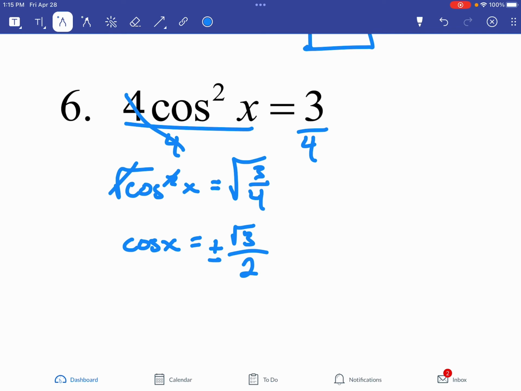Now we have to find where the x value on the unit circle is either positive or negative root 3 over 2, which is, there's 4 of them. There's pi over 6, there's 5 pi over 6, there's 7 pi over 6, and 11 pi over 6.